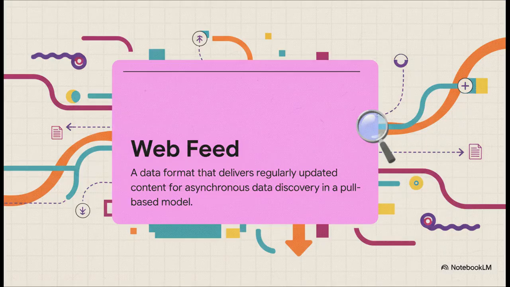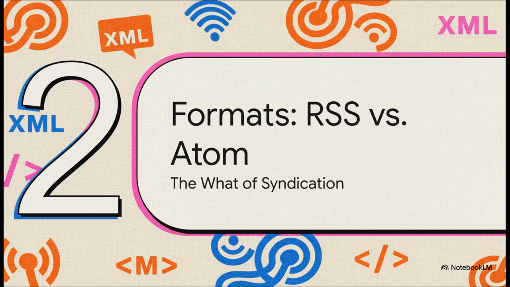So here's the key takeaway. A web feed is really just a data format. It's a structured XML document, which is just a way to organize data in a text file that gives you a list of new content. For us as developers, it's best to just think of it as a simple pull-based API that lets our apps discover data asynchronously. Okay, so now that we get the why, let's dig into the what of web syndication, which is really just the fancy term for spreading content around.